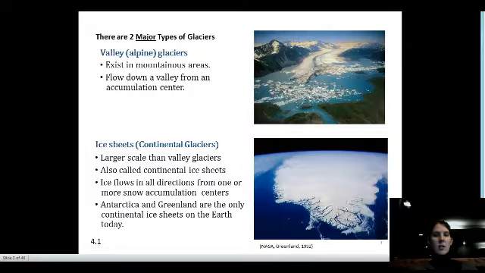Ice sheets are actually considered glaciers. These are continental glaciers, at a much larger scale than valley glaciers. Valley glaciers are a regional scale; ice sheets are a continental scale glacier. On ice sheets, the ice flows outward in all directions from one or more snow accumulation centers. So the snow accumulates in a region and then flows outwards equally in all directions. In present day, Antarctica and Greenland are the only continental ice sheets that currently exist.